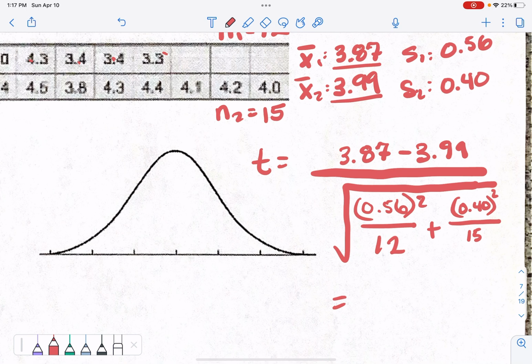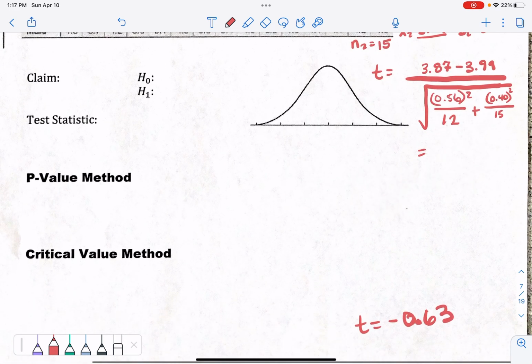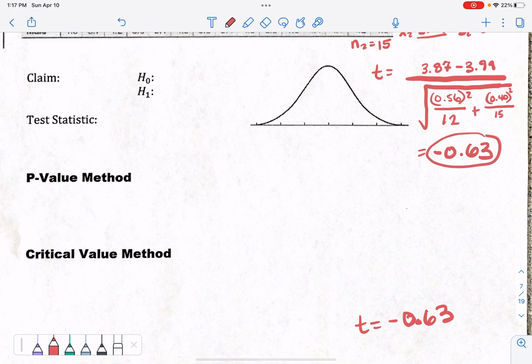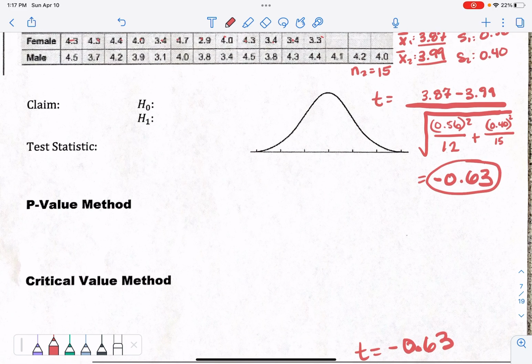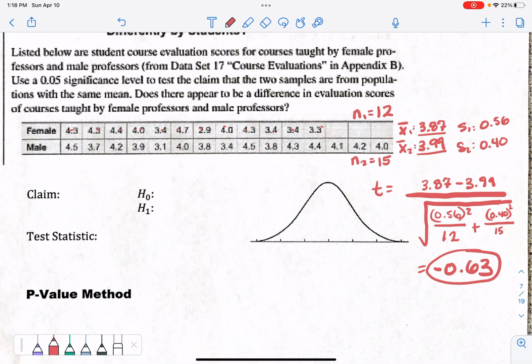I went ahead and typed it in ahead of time because all I have is my phone calculator, and so I had to do it really in parts, and I got negative 0.63. So type that in yourself and make sure that you get that. So on your homework assignment, you're getting the correct answer for T also. Negative 0.63 is what I got. So check to make sure you got that as well. And that's as far as I'm going today. We're just working on the calculations.